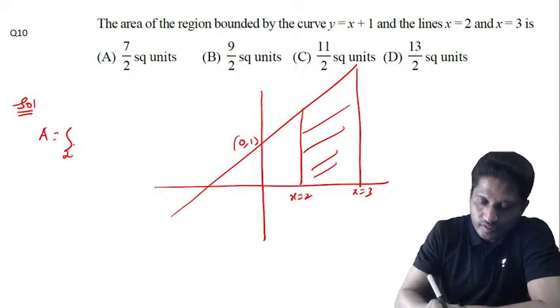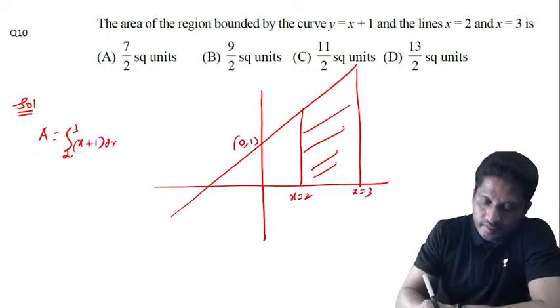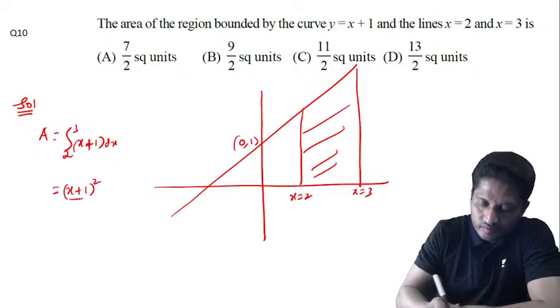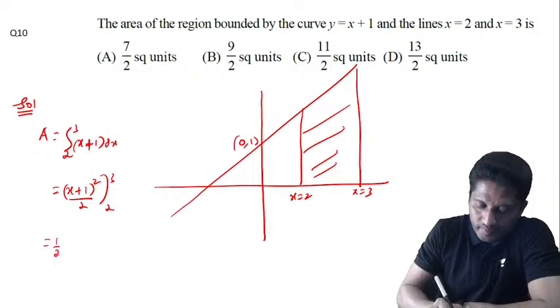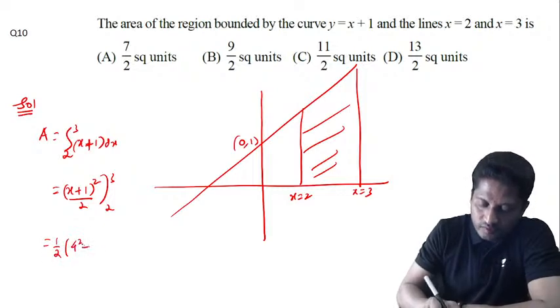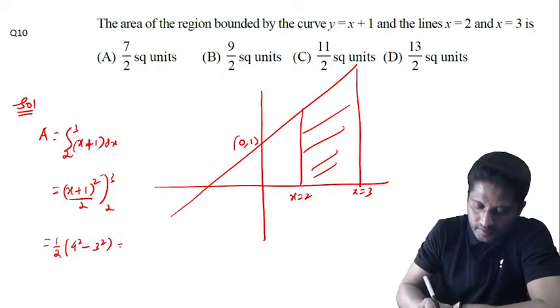So this is integration 2 to 3, x plus 1. Either you split and do it, or directly integration of x plus 1 is (x plus 1) whole square by 2 between the limits 2 to 3. Upper limit 3 plus 1 the whole square is 4 square, lower limit 2 plus 1 the whole square is 3 square. So 16 minus 9 by 2, which is equal to 7 by 2 square units.